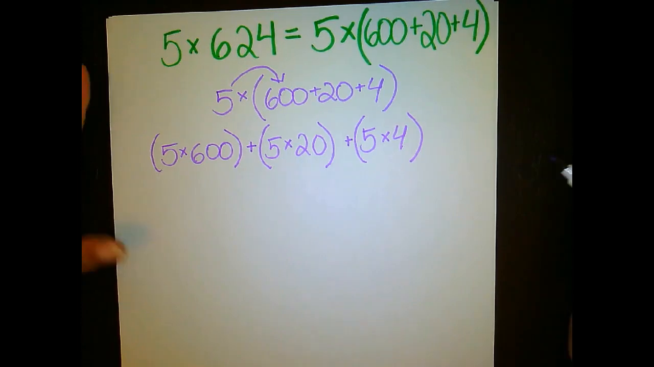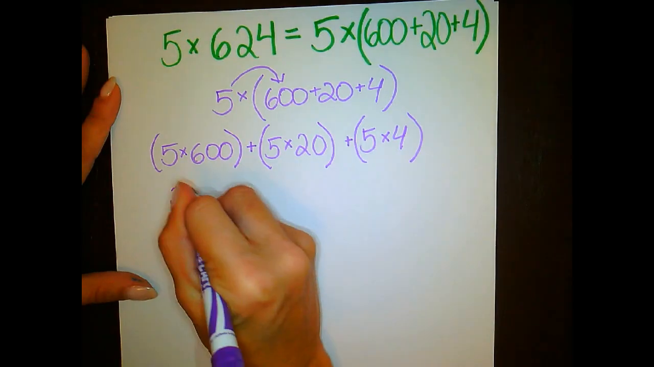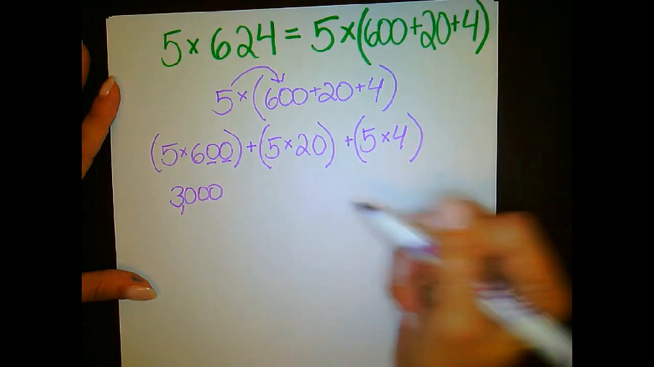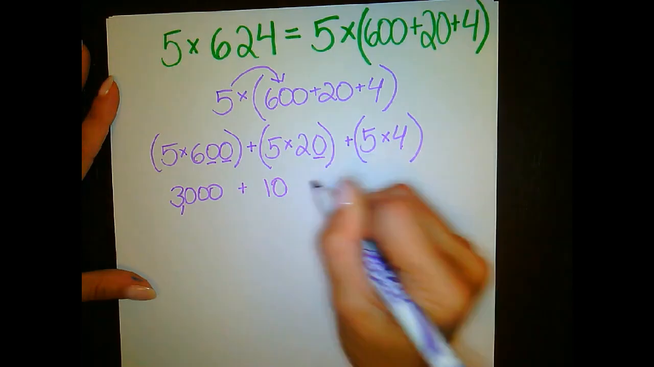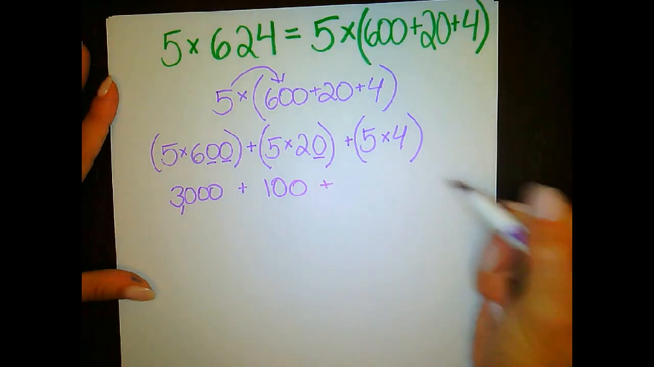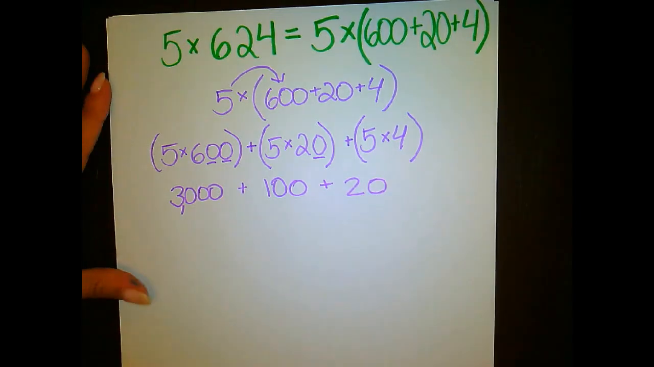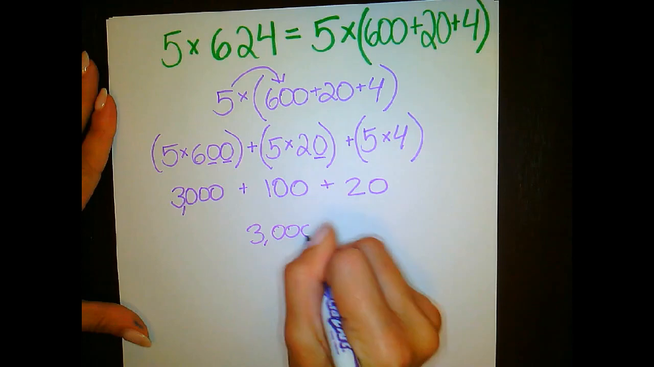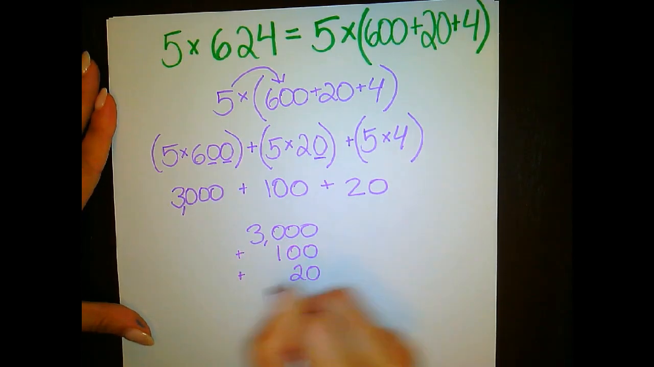Plus 5 times 2 is 10 with 1 zero, so that's 100. Plus 5 times 4 is 20. My last step: line it up, add it up. So 3,000 plus 100 plus 20. If you've lined it up correctly, you should end up with this interesting kind of sideways right angle triangle thing.